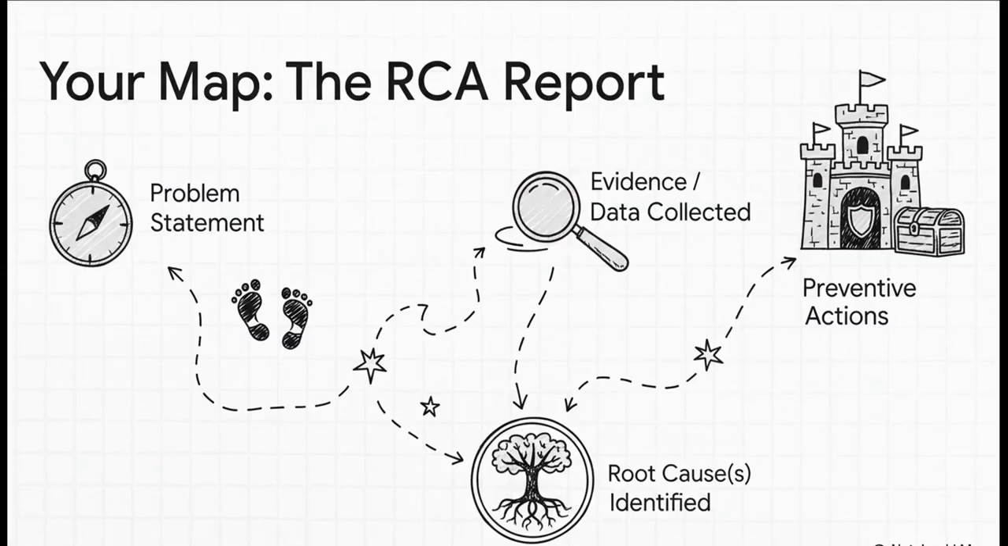And here it is. This is your map. The RCA report. Now, don't think of this as boring paperwork. It's your guide. Each step forces you to be systematic. You have to clearly state the problem, lay out the timeline, gather your cold, hard evidence, identify the true root cause, and then, the grand finale, outline the actions that will solve this thing for good.